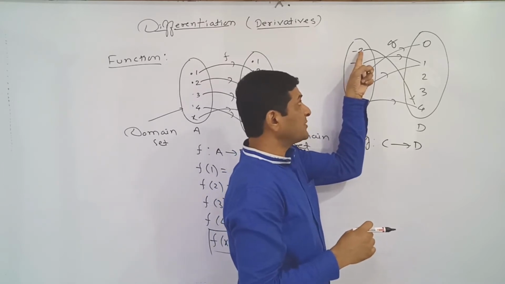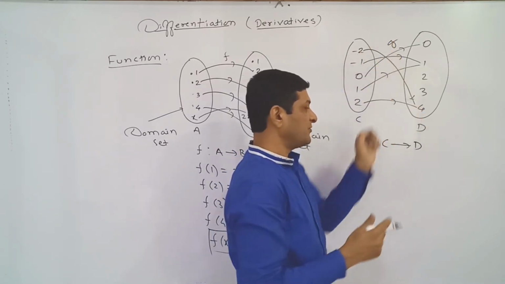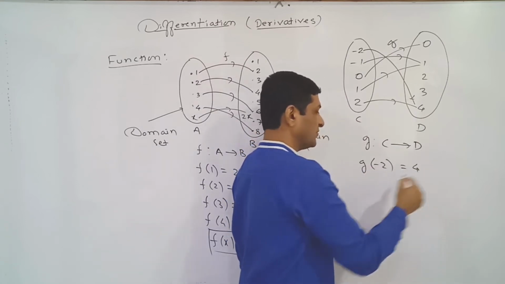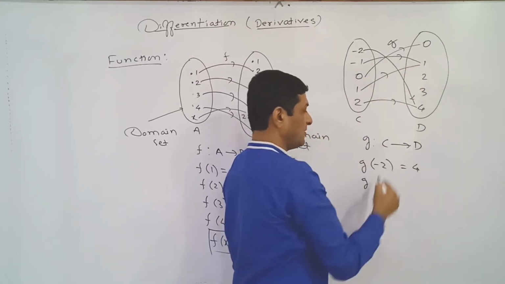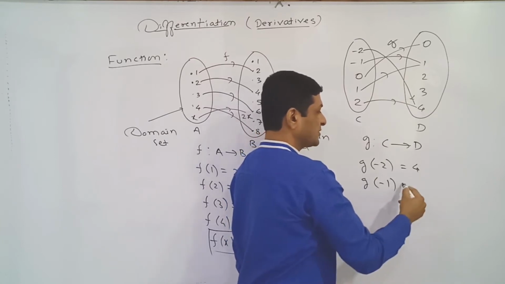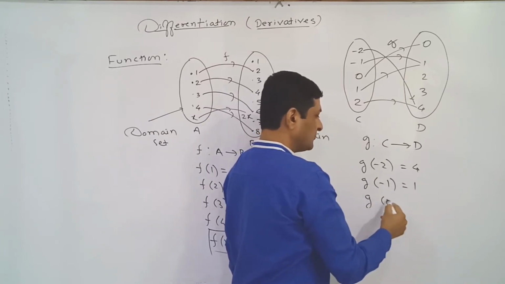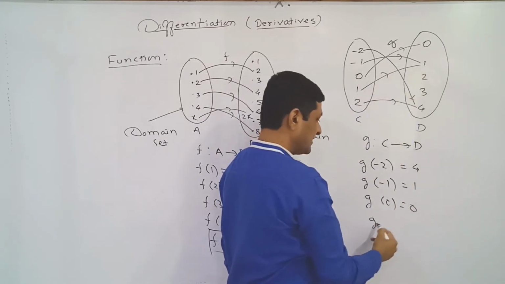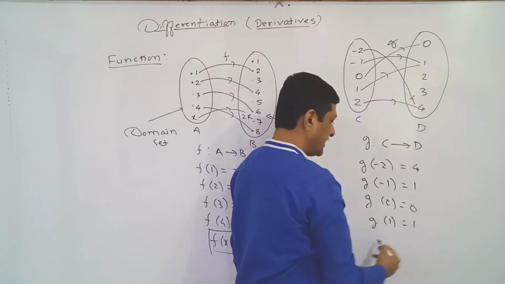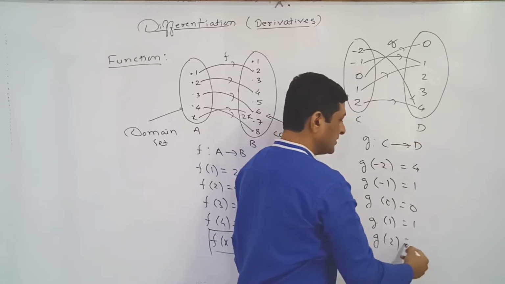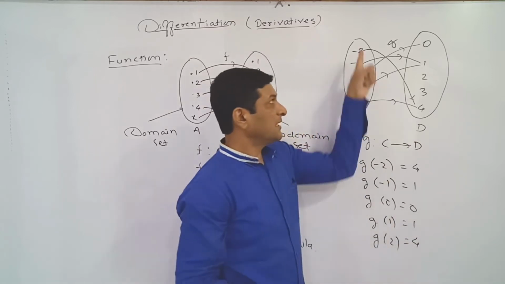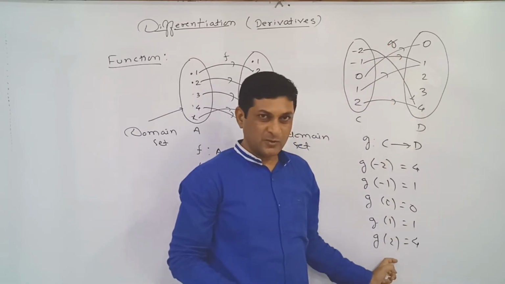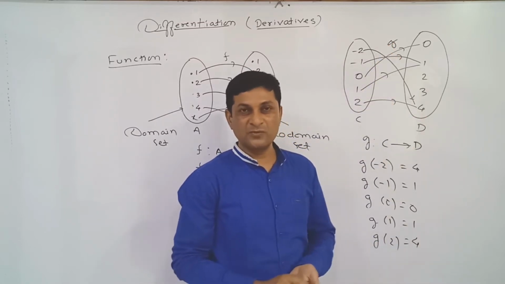Now the image of -2 under the function G is what? 4. So it will be denoted by G of -2 is equal to 4. In the same way, G of -1 will be equal to 1. G of 0 will be equal to 0. And G of 1 is 1. And lastly, G of 2 is equal to 4. Because the image of 2 under the function G is 4, it will be denoted by G of 2 is equal to 4.